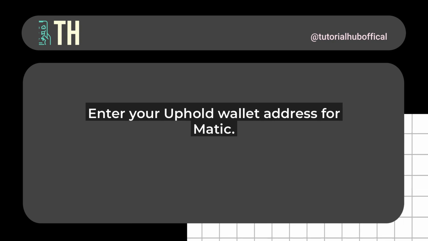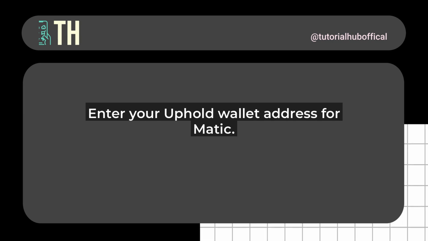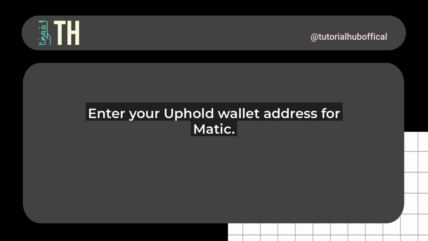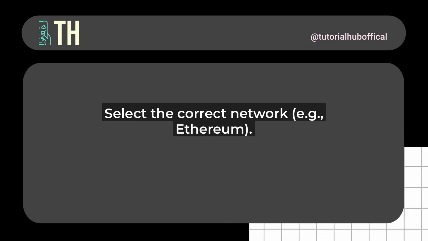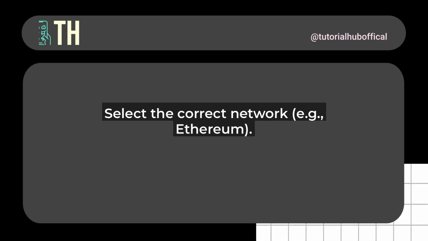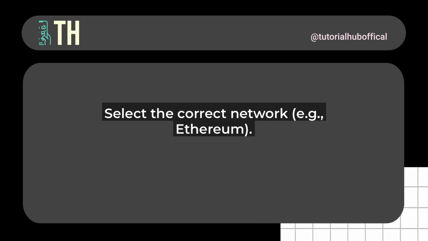Now, enter the destination. That's your Uphold wallet address. Heads up, make sure you're using the correct network. MATIC on Coinbase is often on the Ethereum network, so select that to avoid any issues. If Uphold supports the Polygon network directly, you might have options, but always verify to prevent lost funds.